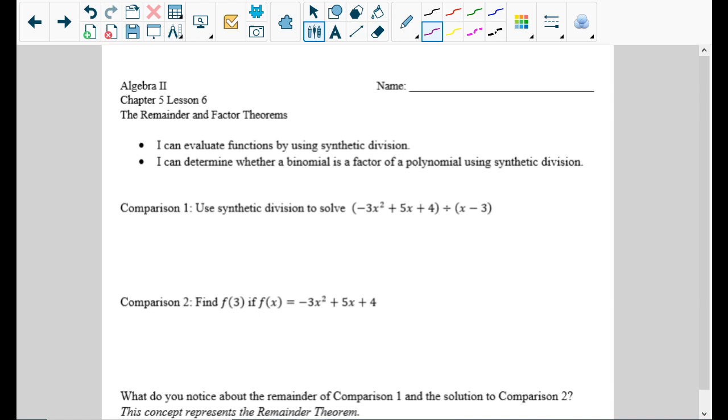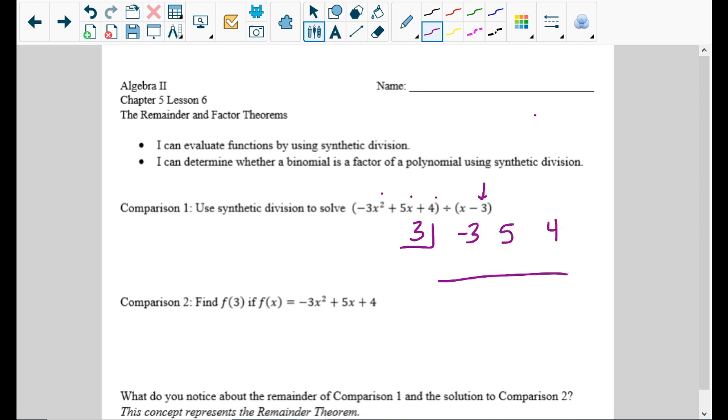So synthetic division, we have the little box. Inside that little box is the opposite of this. So this could be a positive 3. Then I look at my exponents, so 2, 1, and 0, so we're good. Write the coefficients then, so negative 3, 5, and 4.